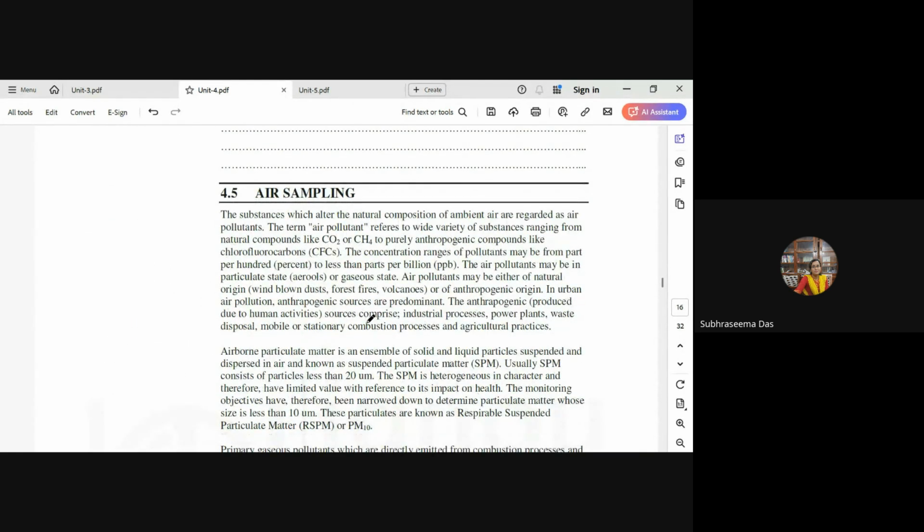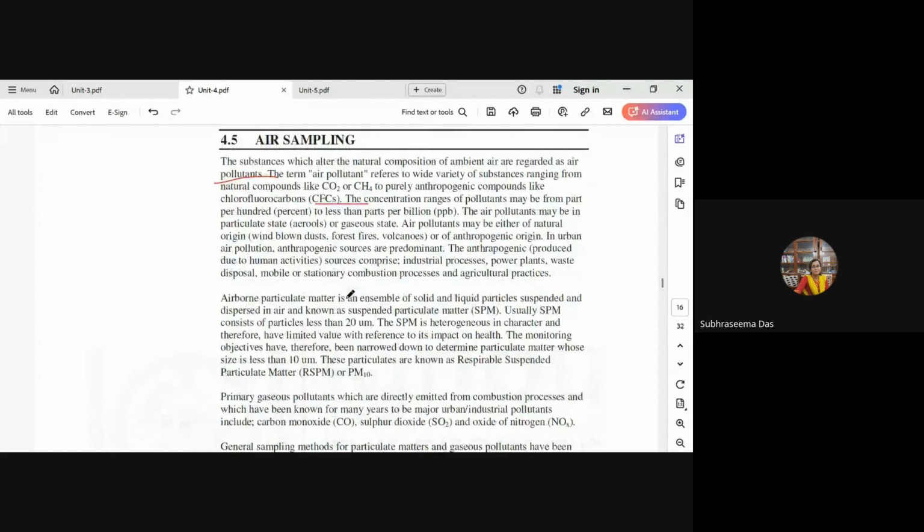Then coming to air sampling. The substances which alter the nature of the air are called pollutants. And pollutants might be CO2, SO2, CH4, or CFCs, that is chlorofluorocarbons. Or we have pollutants arising due to anthropogenic activities, that is, man-made activities such as industries, waste disposal, mobile or stationary combustion, agricultural practices. There are so many human processes that contribute to air pollution.